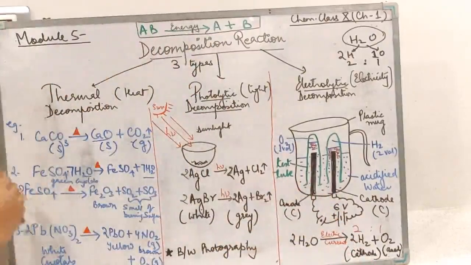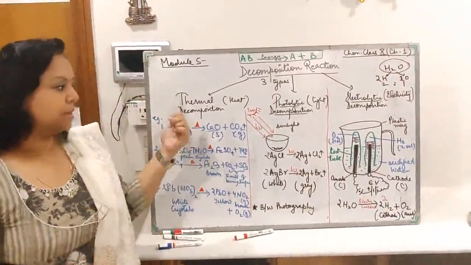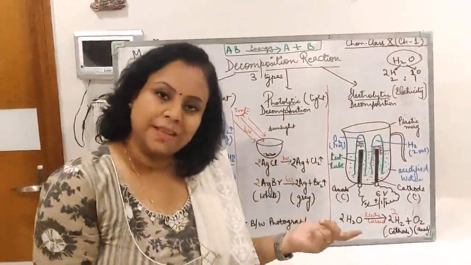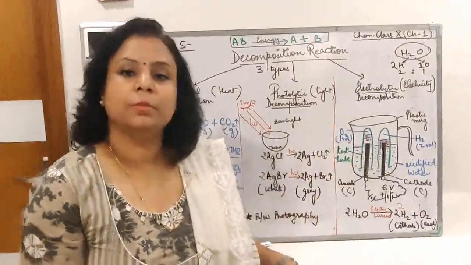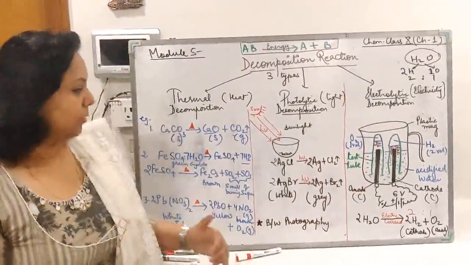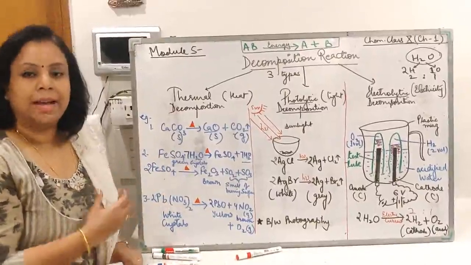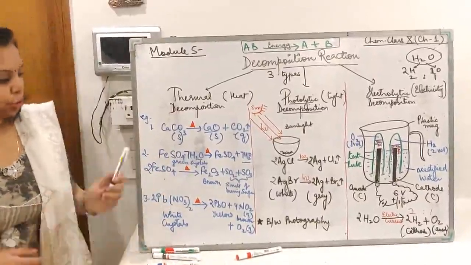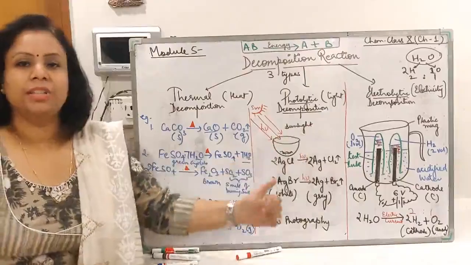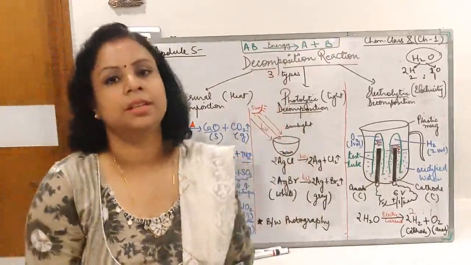Just to quickly recap, the decomposition reaction can be of 3 types: thermal, which is by heat; photolytic, which is by sunlight; and electrolytic, which involves electric current. So I would request all of you to remember and practice at least 2 to 3 reactions of each type of decomposition reaction.